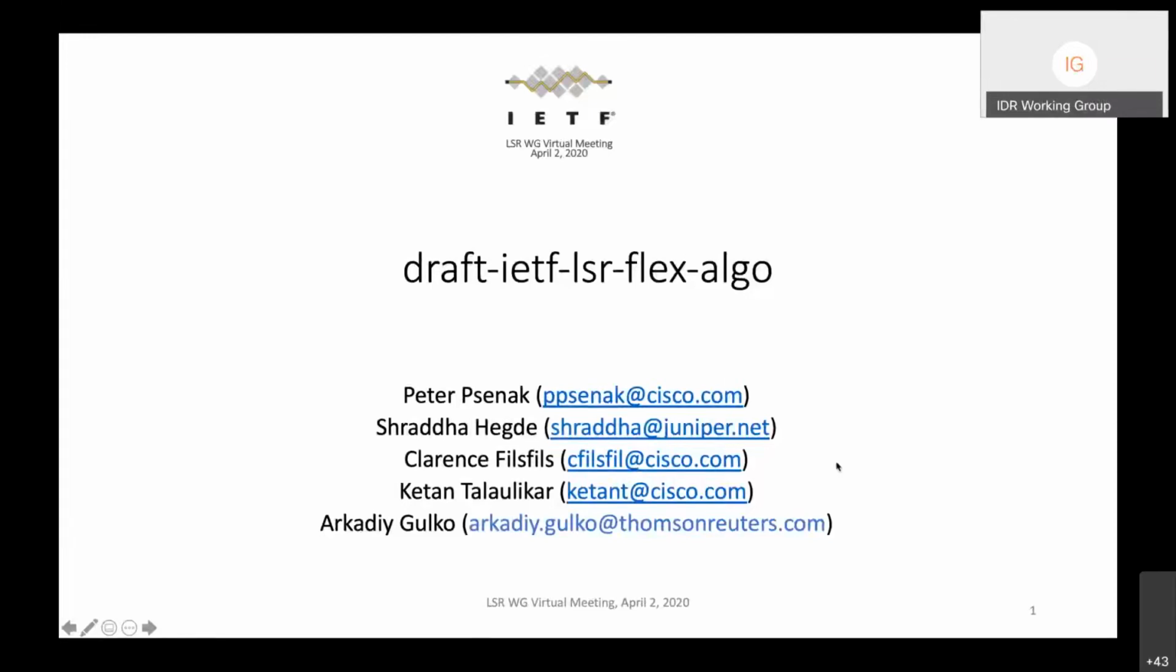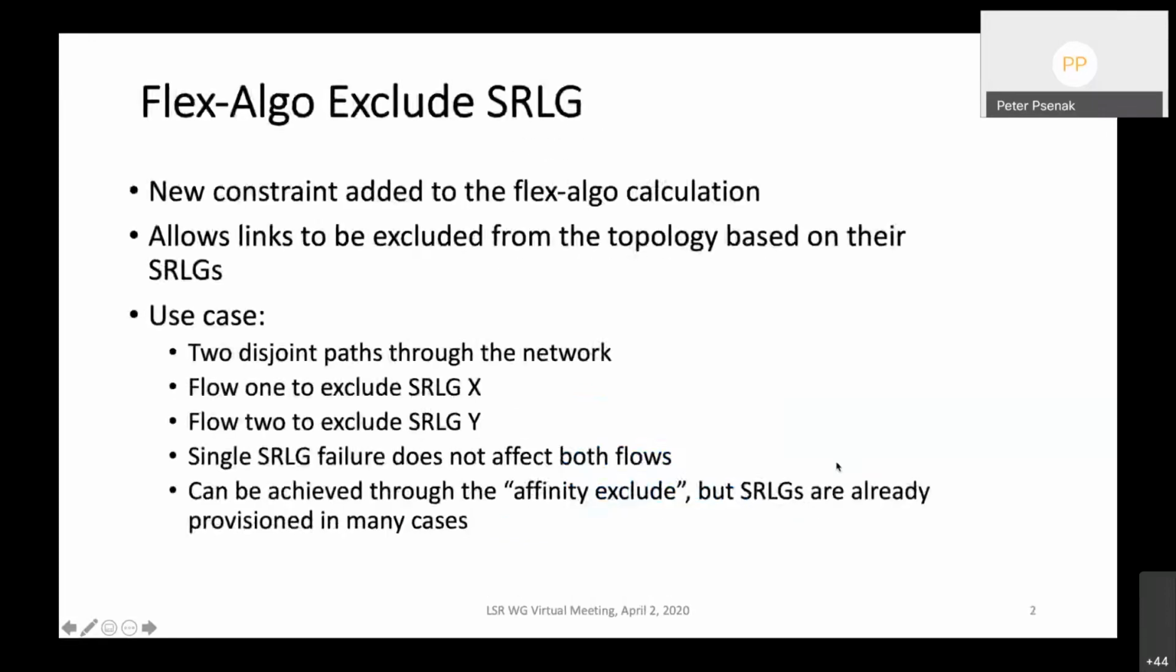All right. So, hi folks, welcome. Hope you're all safe and doing reasonably well considering the situation. This is a quick update to the Flex Algo draft. There have been two changes to the draft. We added one more constraint, which is an exclude SRLG constraint. This is a new constraint added to the Flex Algo definition. It allows links to be excluded during the topology calculation for a particular Flex Algo. This has been requested by some of the users.